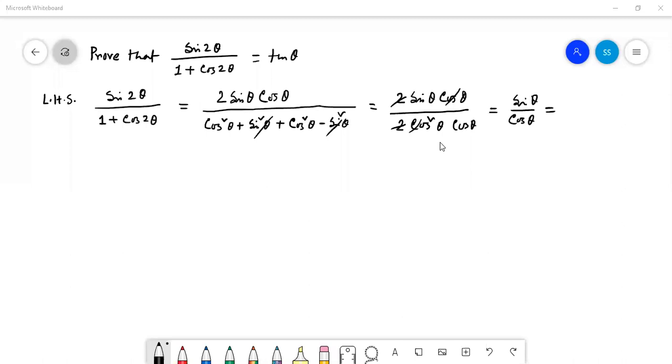He has muted himself. So here sin theta by cos theta, that is tan theta. Okay. Yes, sir.